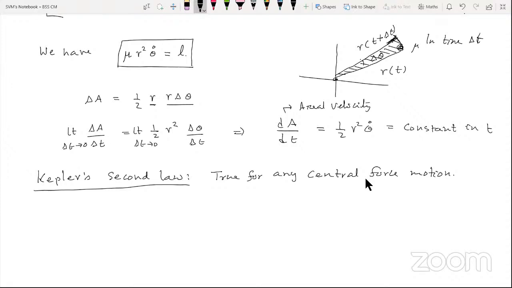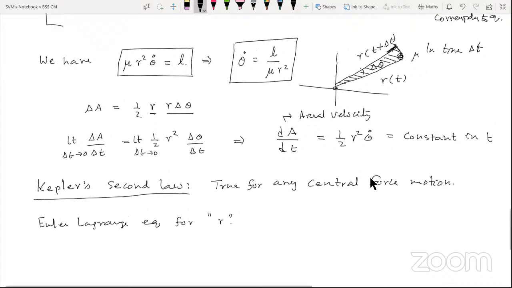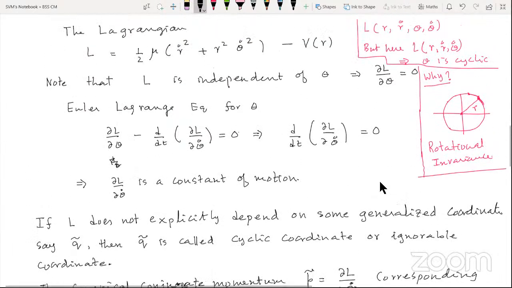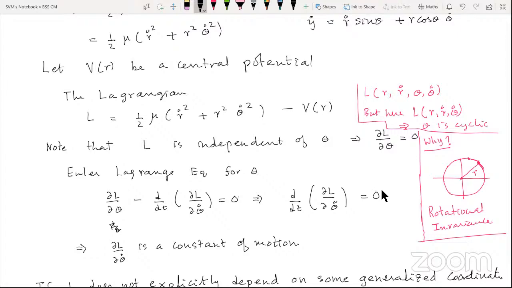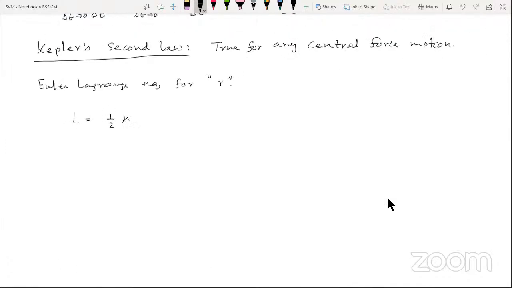Okay. So now we will try to write down from here. This implies theta dot is equal to L by mu R square. So let me just keep it like this, and then let's try to write down the Euler-Lagrange equation for the generalized coordinate R. So we have the Lagrangian here, and then you take dou L by dou R and dou L by dou R dot. So let me rewrite the Lagrangian here: half mu R dot square plus R square theta dot square, minus V of R.